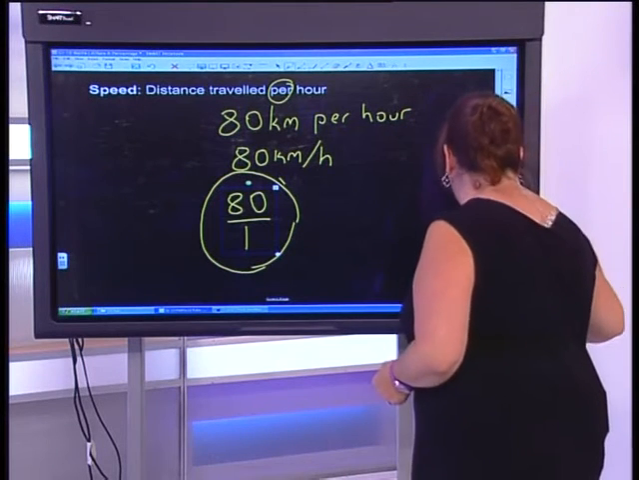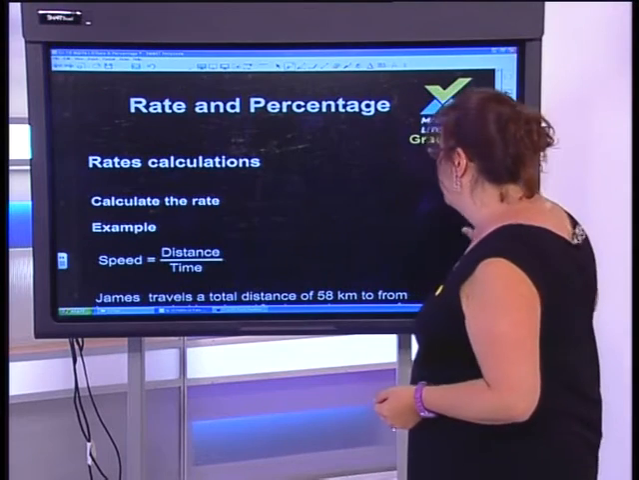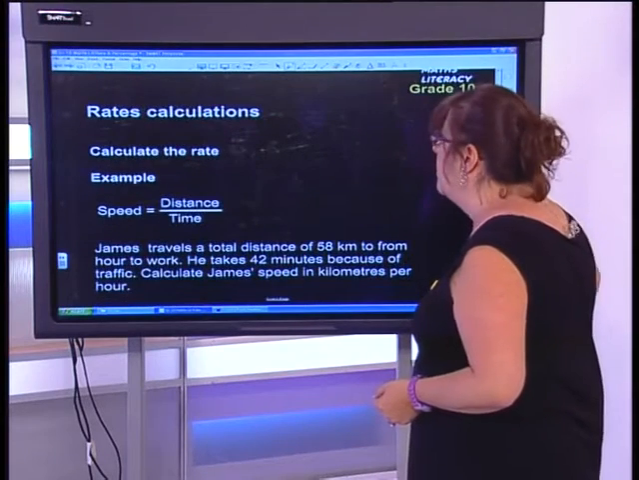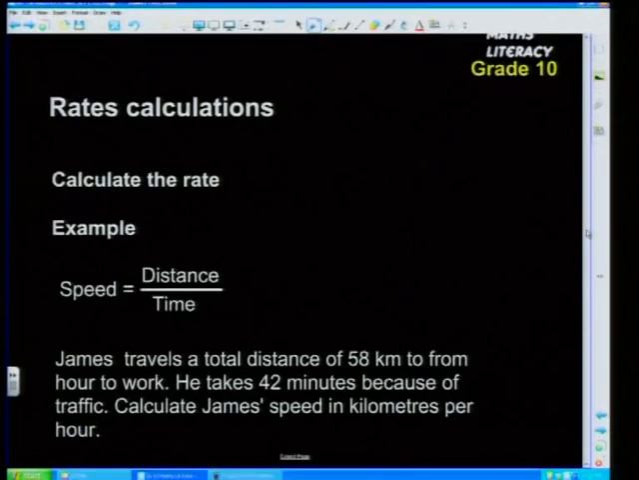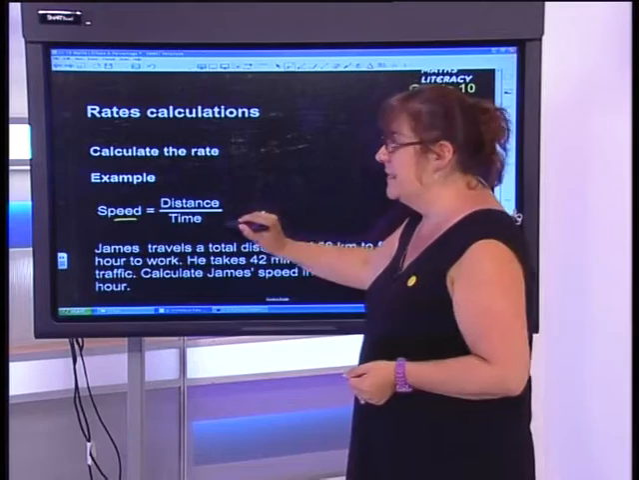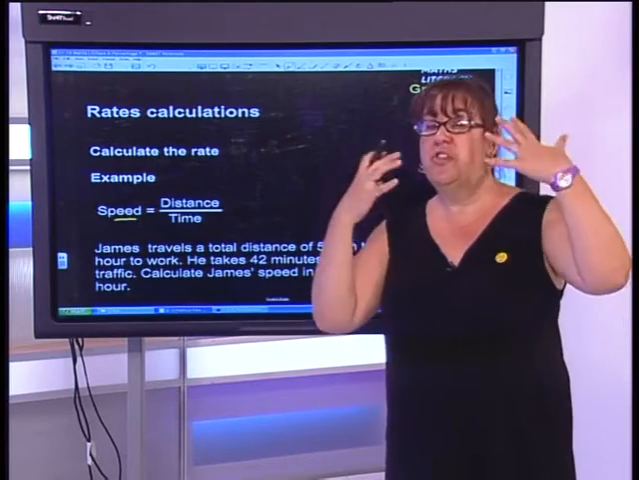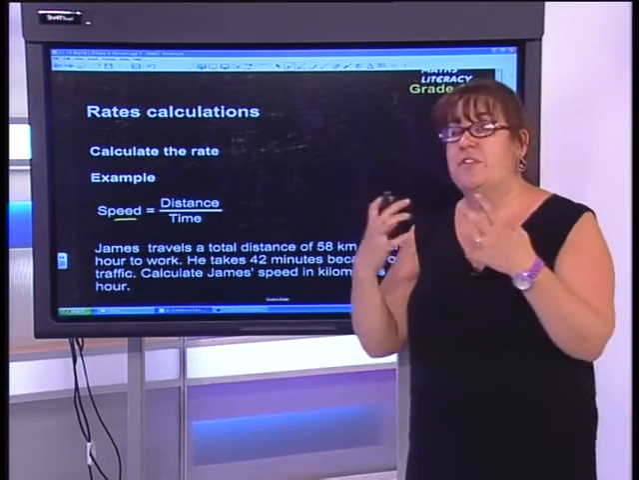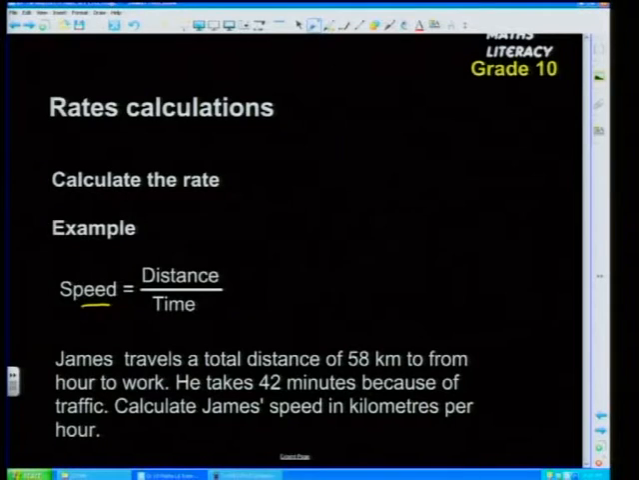Let's see what else we've got on our board. Right, let's do some calculations. So we're going to be looking at speed. Now, an important thing about speed is very often they're going to give you the formula, which is distance divided by time. But I want you to think about the concept of speed. And remember, I've just said to you, speed is written as kilometers per hour.